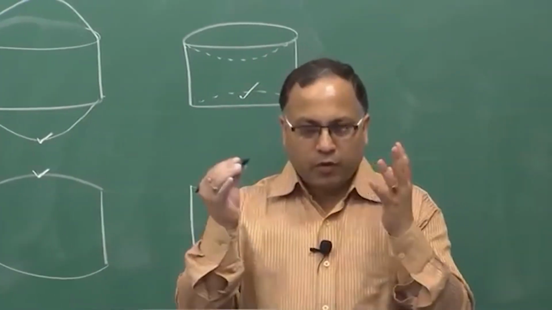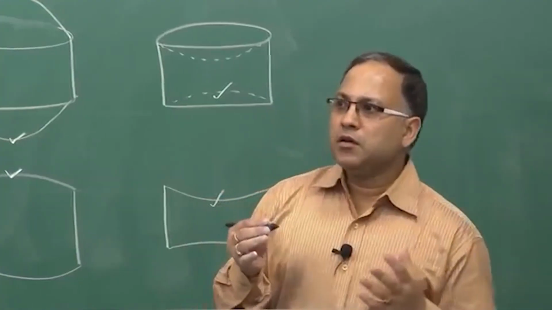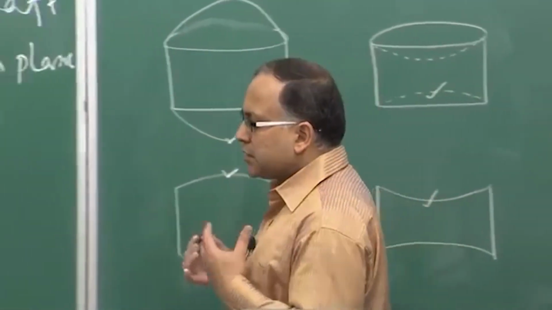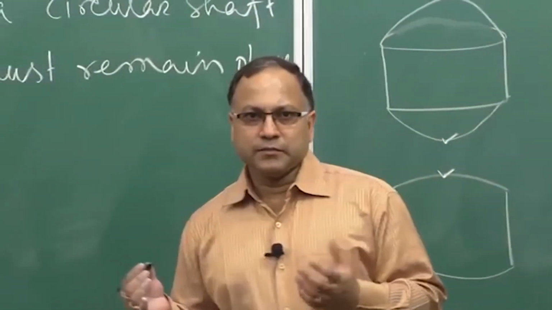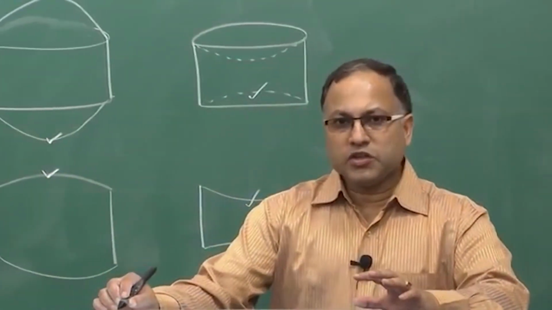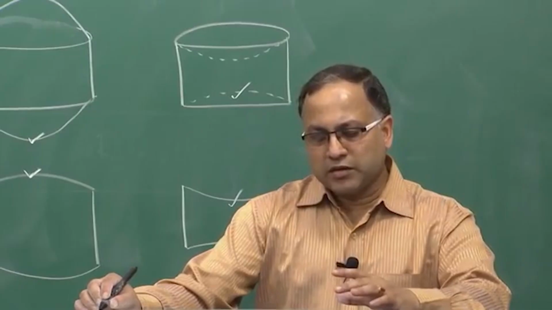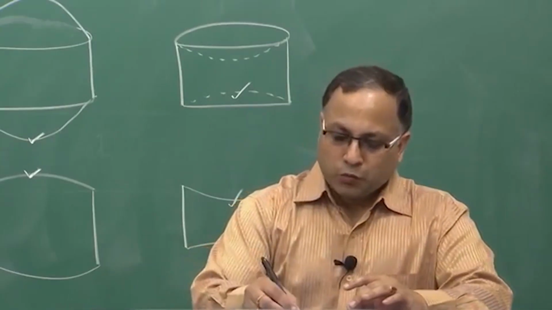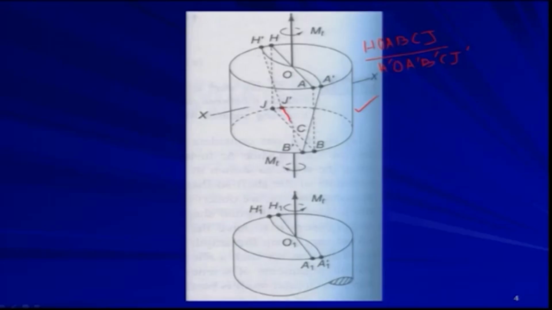I mean from our bare eye or without any discussion, we can think of it like that. Now, if the curvature of this line, so what is the shape of B prime C J prime line? So, this is the shape of B prime C J prime line at the bottom surface.